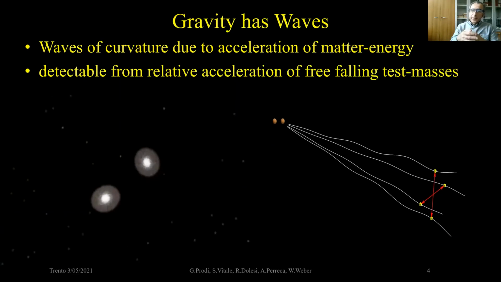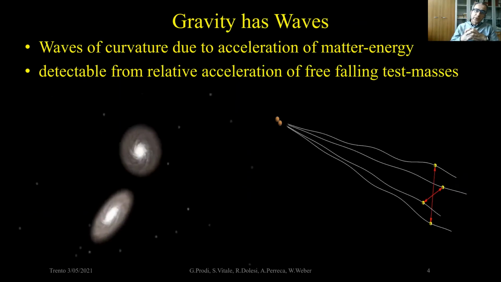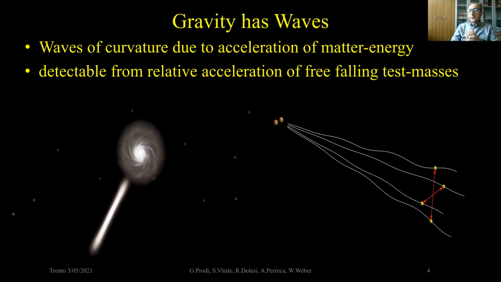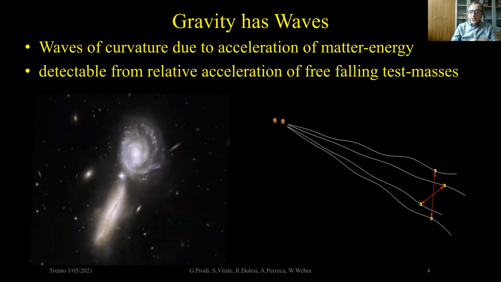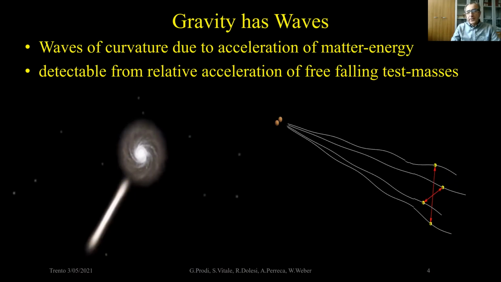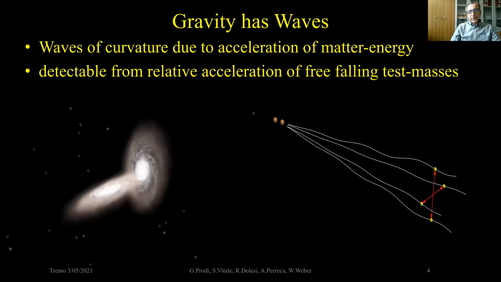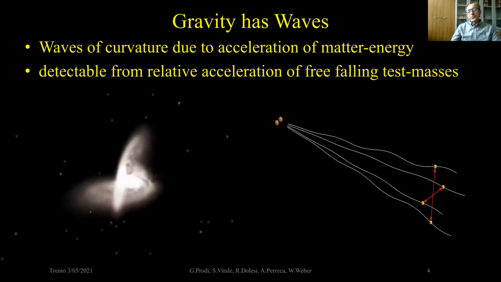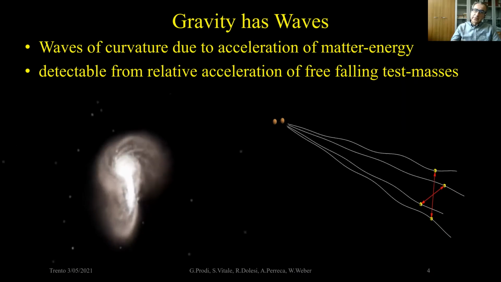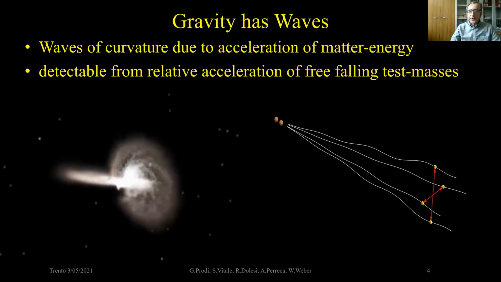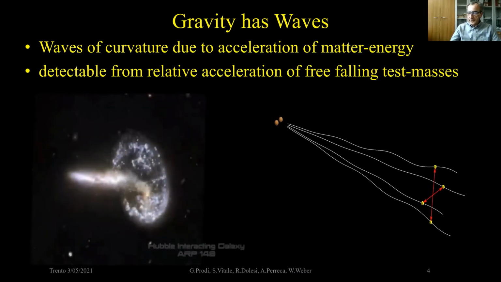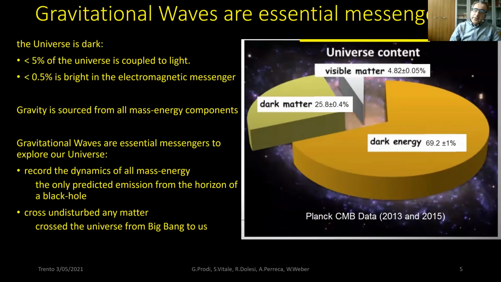Well, gravity also has waves, which are waves of curvature due to acceleration of mass energy. On the left, you can see a dance of galaxies. On the right, you can see the tidal deformation that gravitational waves produce on extended bodies. For instance, they can be detectable from relative acceleration of free-falling test masses.